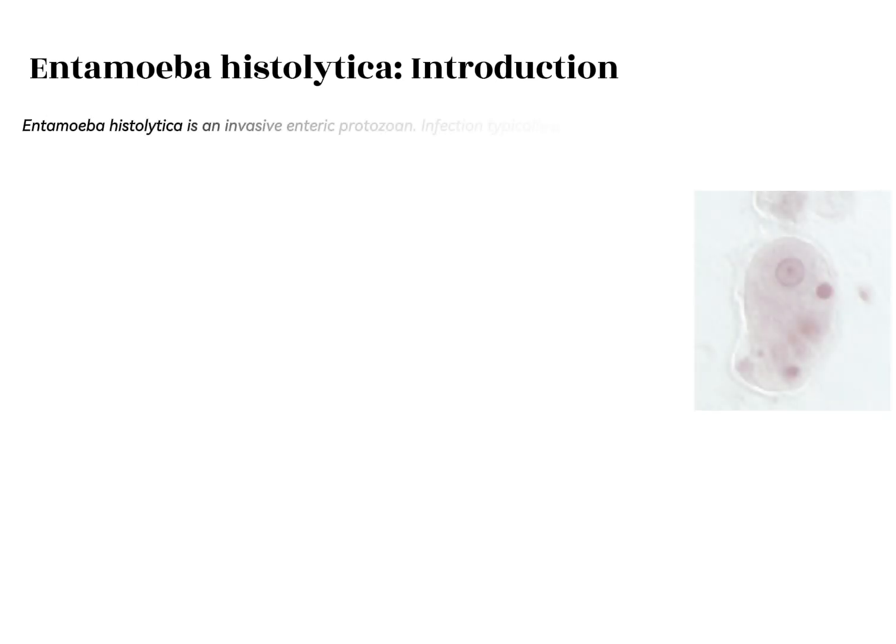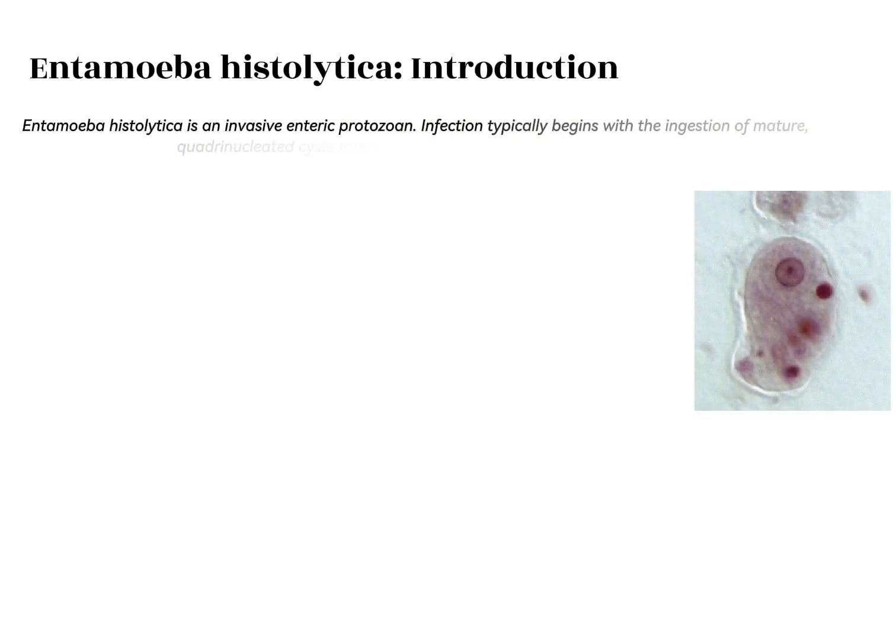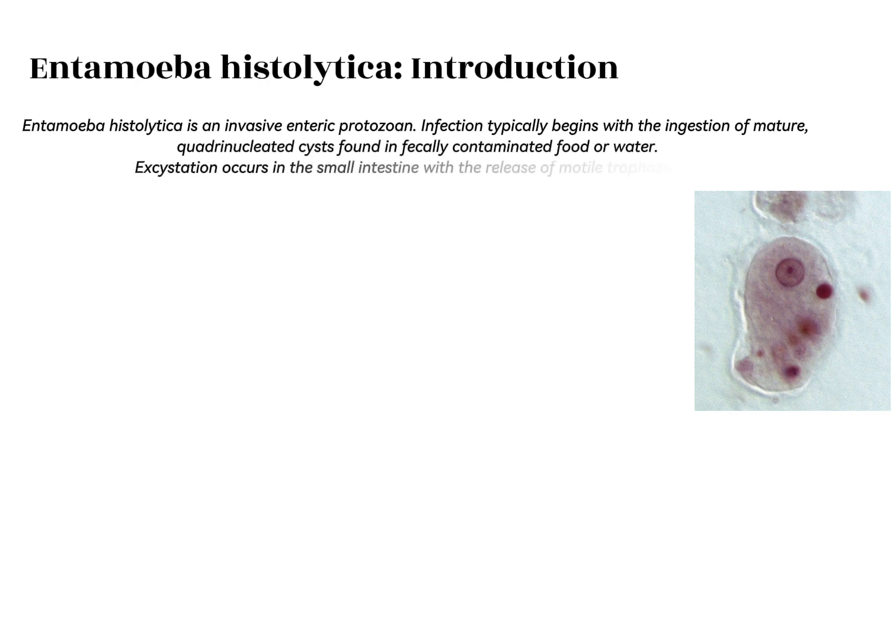Entamoeba histolytica is an invasive enteric protozoan. Infection typically begins with the ingestion of matured, quadrinucleated cysts found in fecally contaminated food or water. Excystation occurs in the small intestine with the release of motile trophozoites, which migrate to the large intestine.